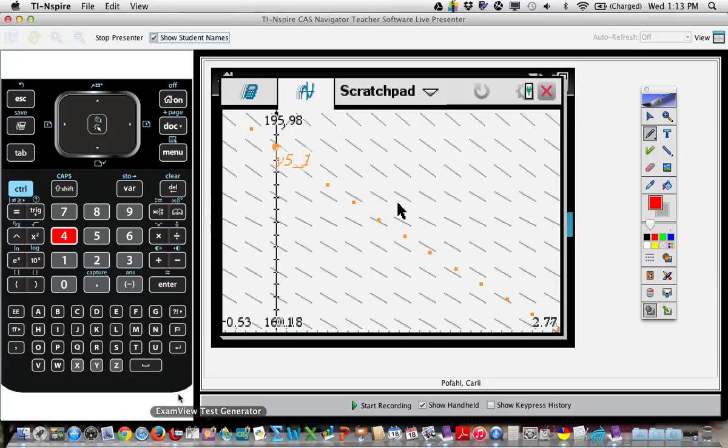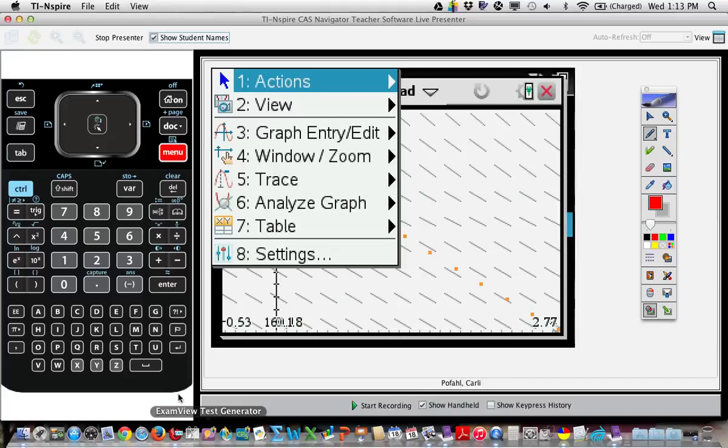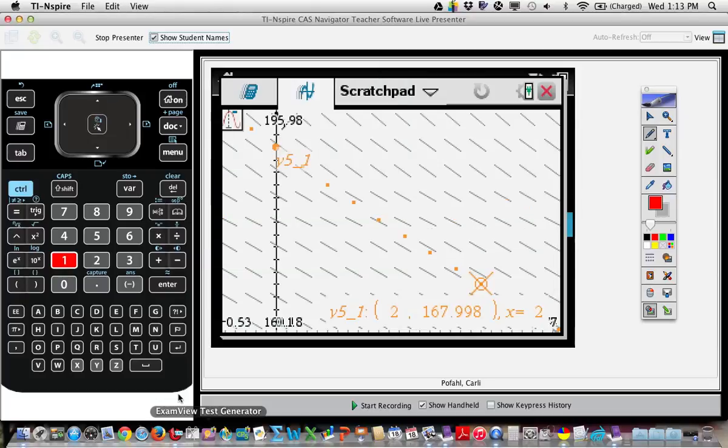Your slope field's gone? Try entering it in again. Oh, you had to put it back in. Okay. All right, let's trace on this, Carly, and let's go. Oh, it kind of screwed up again on us, didn't it?